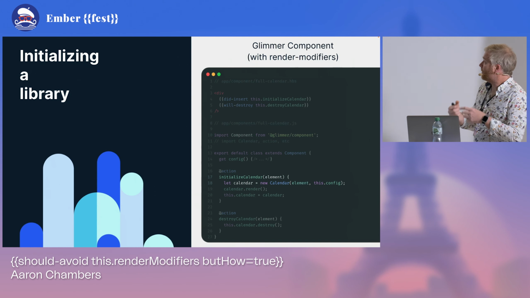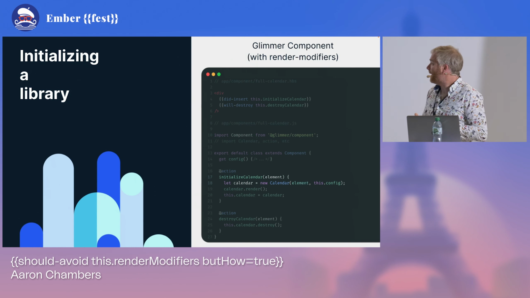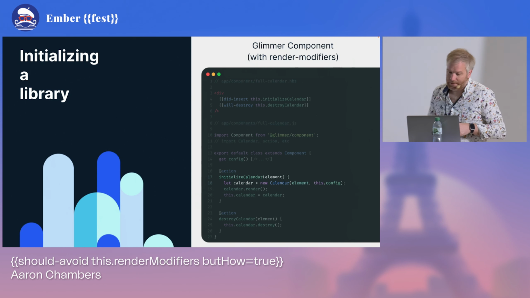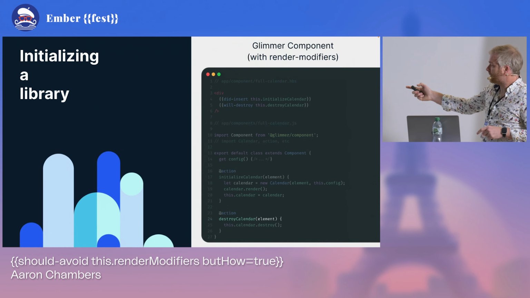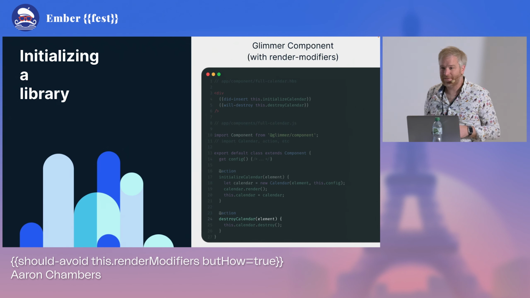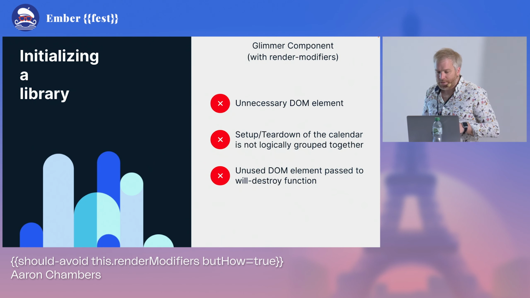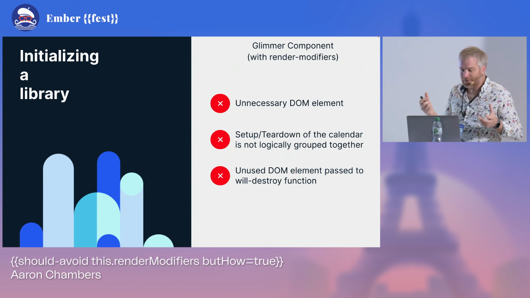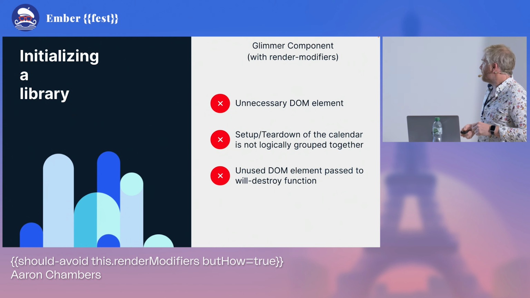One of the good things is that when you pass a modifier a function, it gets the element passed to it. So we don't need to use this.element. We're actually getting passed the element. So that's a good thing. Here's another smell. Destroy calendar: the function that we're using gets passed the element because it's being used in a modifier, but we don't actually use it. Maybe that suggests this is not the right thing to use. So you can see we have an unnecessary DOM element we needed to create. The setup and the teardown and the calendar aren't logically grouped together. And it's a bit of a smell. That's why it's not the best approach.